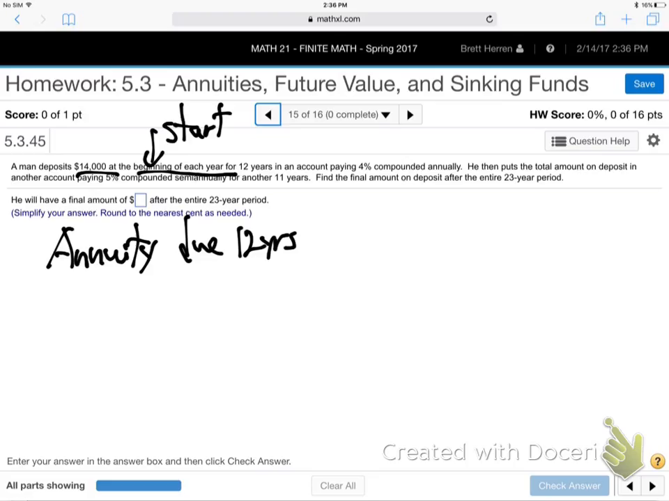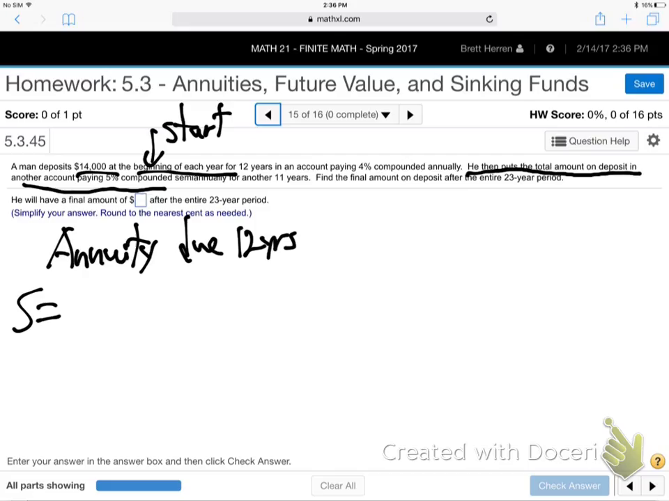And then, at the end of those 12 years, he stops adding money to it, right? He then puts the total amount, right? It's grown into a huge pile. He then puts the whole thing in a better account at 5%, and just lets it sit and grow without adding payments to it at 5%. So that second half is compound interest. See how it's an annuity followed by a compound interest? That's what it is. So it's an annuity due followed by a compound interest.